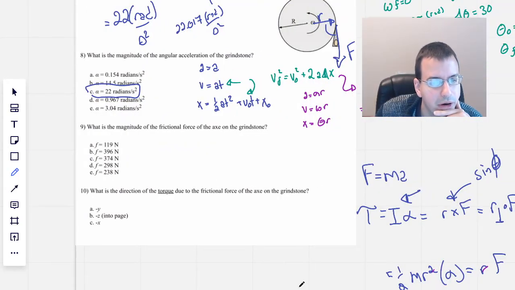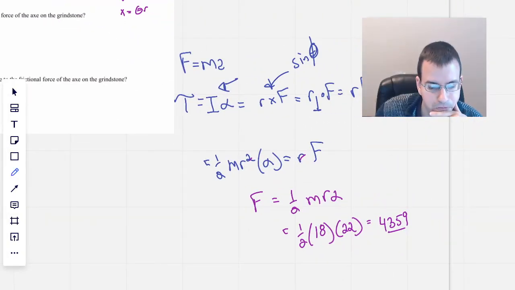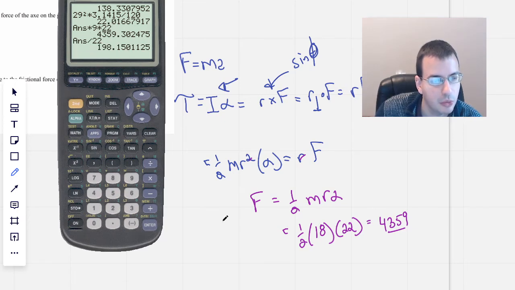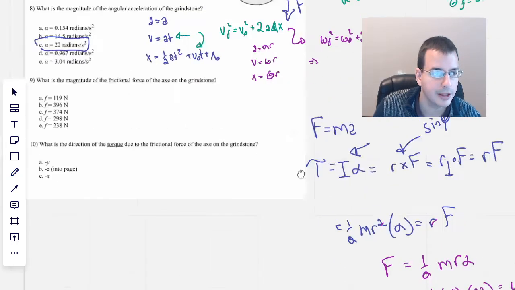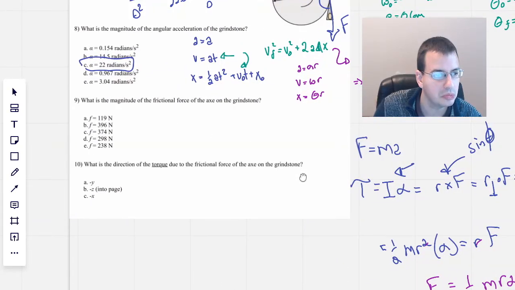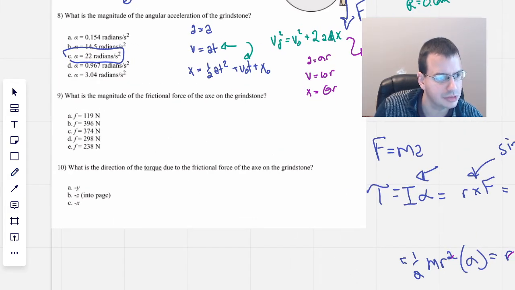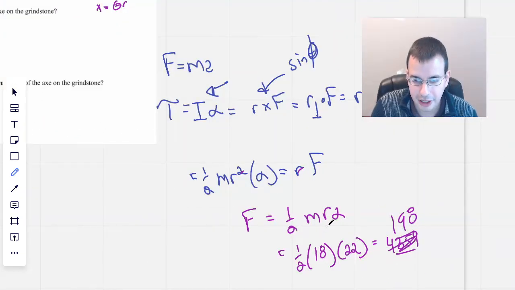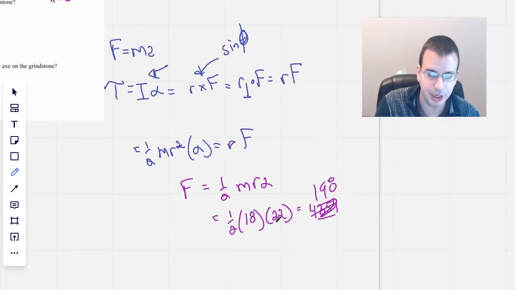1/2 mr squared. What is the magnitude of the numerical force? I think I did the 22 twice. Divided by 22, 198. Is that possible? Nope, that's not even possible either. Something is amiss. It looks like I forgot the R. Should have known. So this will be put in as 0.6 as well.